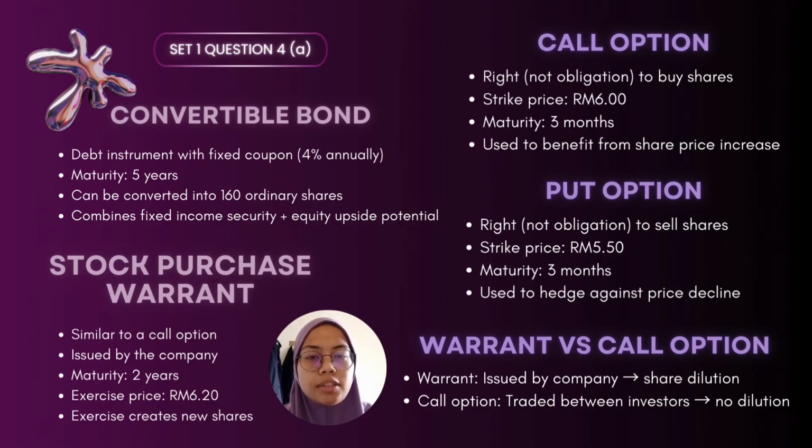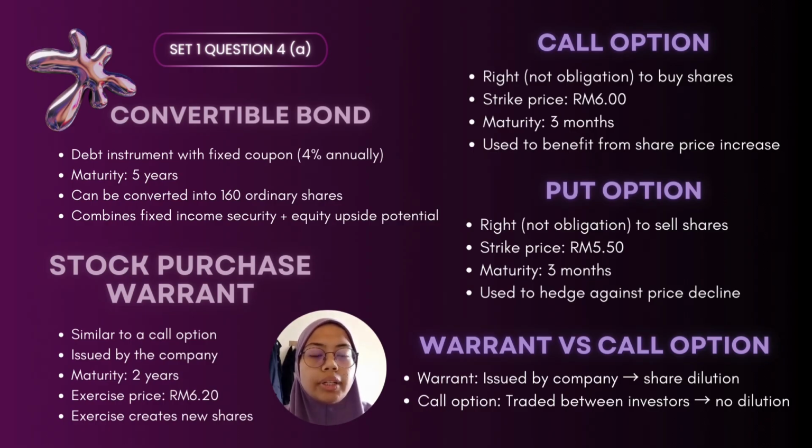For option, it has two. Basically, it has a call option and also put option. A call option gives the holder a right, not an obligation, to buy share at a fixed strike price, which is 6 ringgit, within a short period of 3 months. While a put option gives the right to sell share at a set price, 5 ringgit and 50 cent in this question, for the same period, but often used to hedge against price declines.